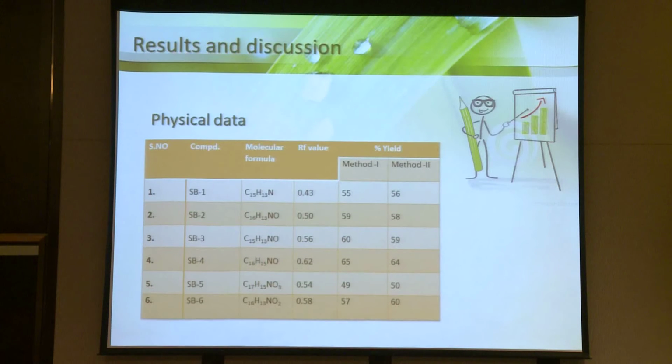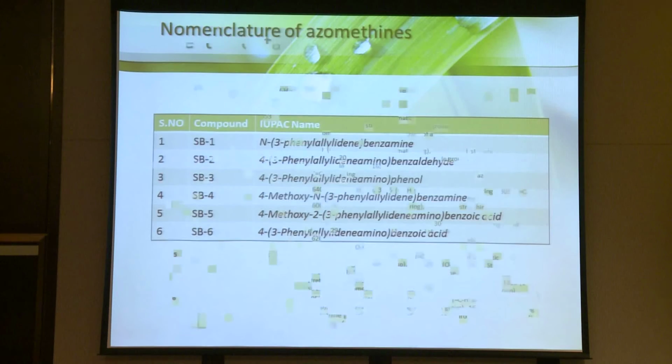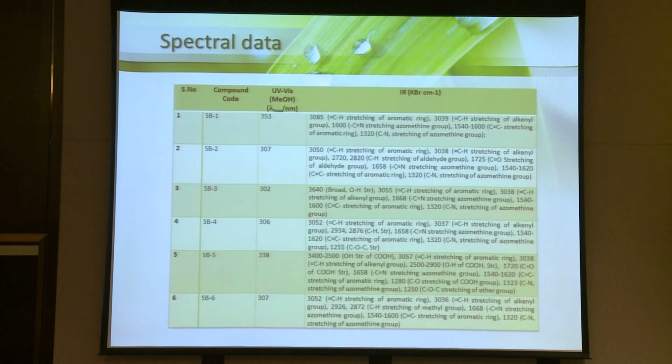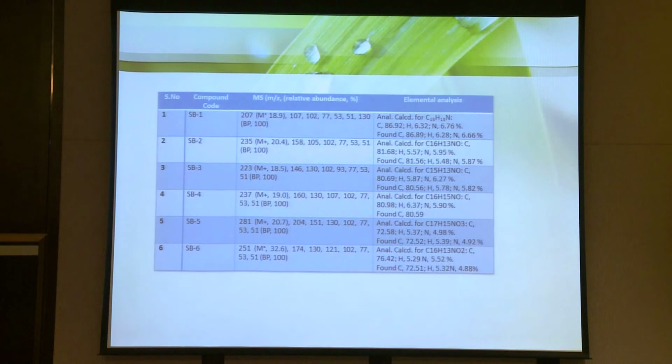So this is the physical data where I have compared the yield from the first method to the second method. It's almost the same, so I think any method can be followed. These are the IUPAC names I have given to my compounds. This is the data of UV-visible spectra and IR spectra, data of proton NMR and C13 NMR spectra, data of mass spectra and elemental analysis.